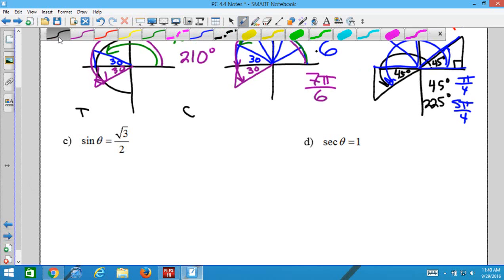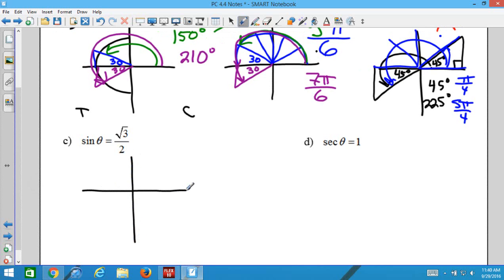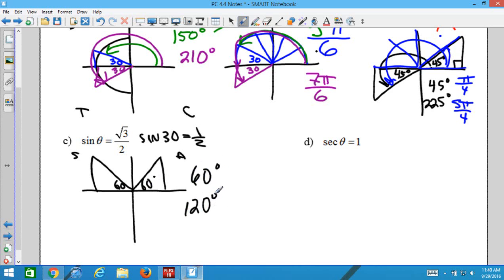Sine of theta. I was just saying this before I started recording again. I know that sine of 30 is a half. I have it memorized. So if this tells me sine of theta is square root of 3 over 2, I know it's not 30 degrees. It's got to be 60 degrees. So I'm going to go to 60 degrees. And then sine is positive in the first quadrant and the second quadrant, so we need another 60 degree here. So we've got 60 degrees and 120 degrees.